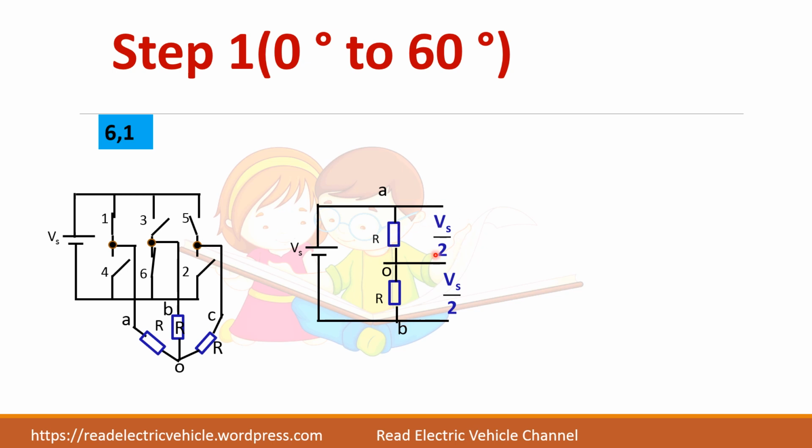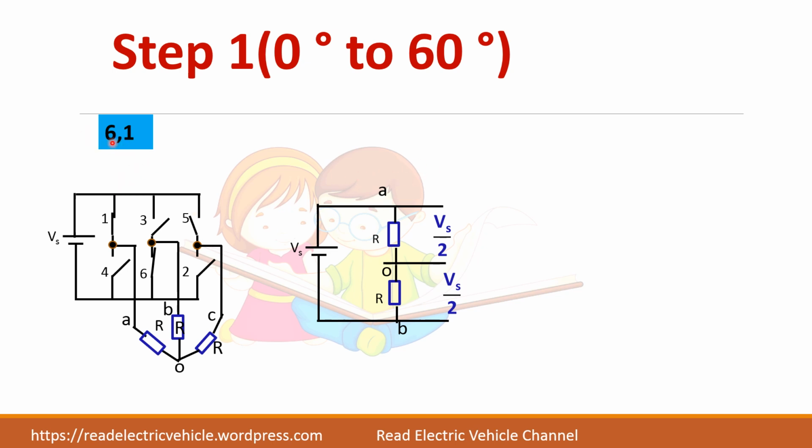So always voltage will be equal to Vs by 2, Vs by 2, because we have taken that this resistance is equal in all the phases. So for all the 6 steps, this is the equivalent circuit and this is the voltage. Only thing is device number will change. So if number changes, phase will change.